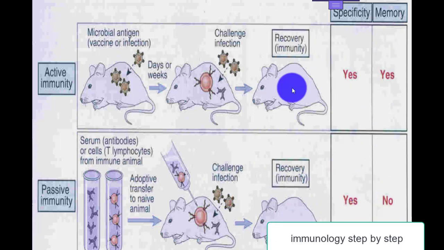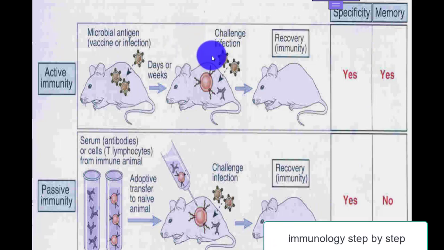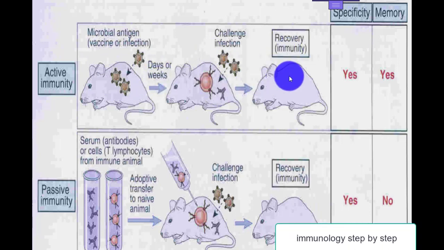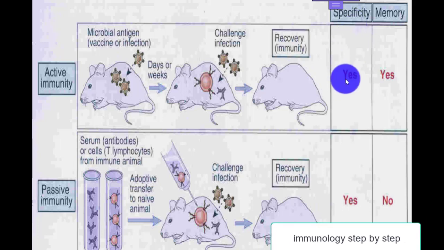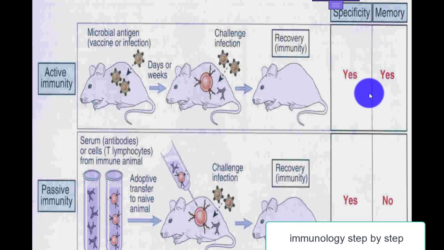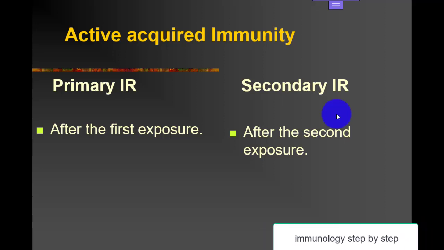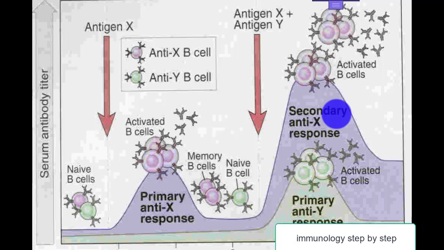There is no memory in passive immunity. In active immunity, when we challenge with infection after injecting the vaccine, after days the animal recovers and immunity develops. There is specificity and there are memory cells. In active acquired immunity, there is a primary immune response after the first exposure and a secondary immune response after the second exposure.